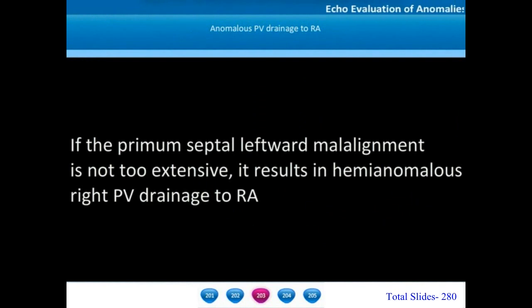Whenever the primum septum is malaligned markedly towards the left side, all the four pulmonary veins will drain onto the posterior wall of the right atrium. However, if the septal malalignment is only minimal, it will result only in the right pulmonary veins draining anomalously into the right atrium, and the left pulmonary veins will drain normally into the left atrium itself. It depends on the extent of the septum primum malalignment to dictate whether all the four pulmonary veins are going to be draining into the right atrium or only a partial drainage.